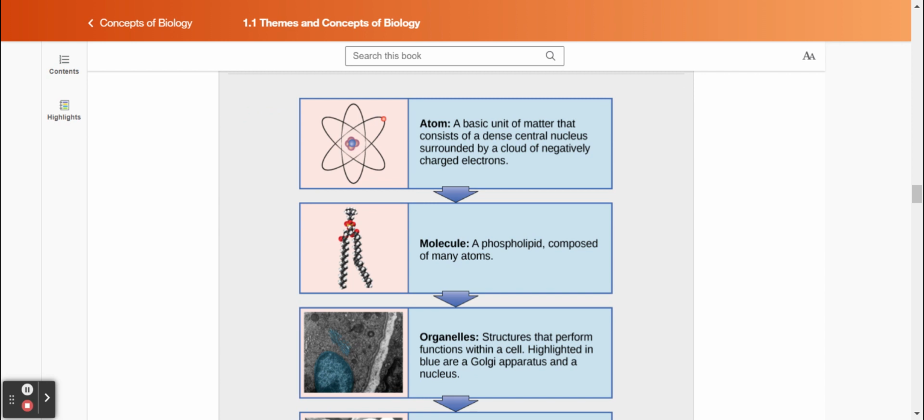The smallest unit of matter. An atom, a basic unit of matter that consists of a dense central nucleus surrounded by a cloud of negatively charged electrons. A group of atoms forms a molecule, a phospholipid composed of many atoms.